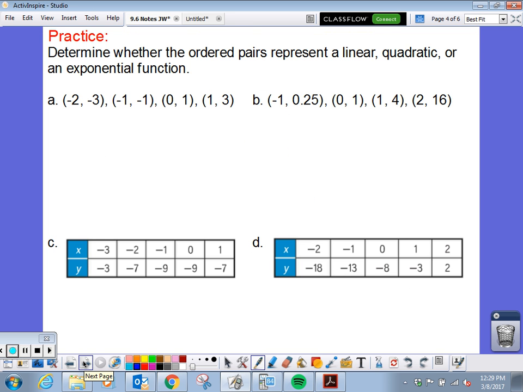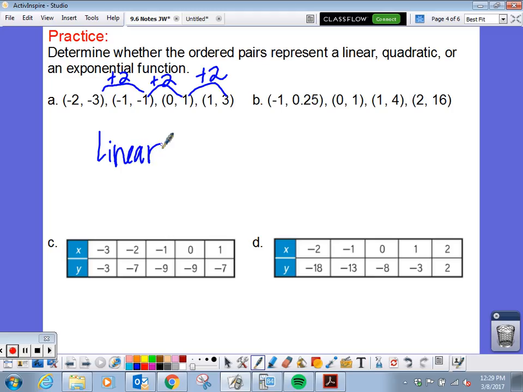Okay, I'm going to do these four with y'all really quickly, but we're just doing the same thing here. So if I look at A, from negative 1 to negative 3 to negative 1, that's plus 2. Negative 1 to 1, plus 2. 1 to 3, plus 2. So that would mean that this is linear.